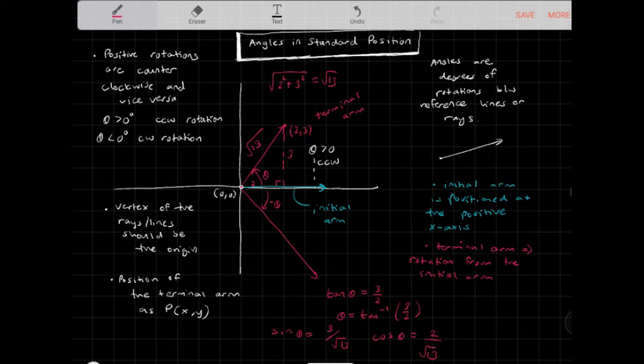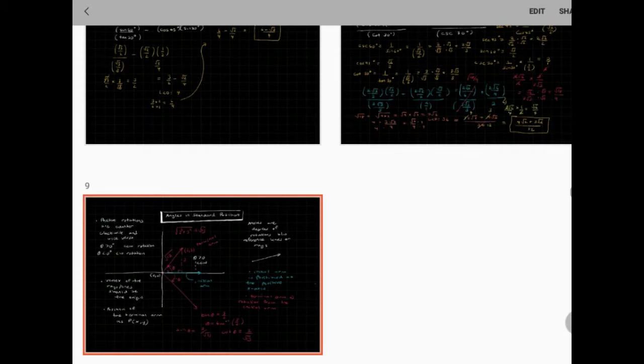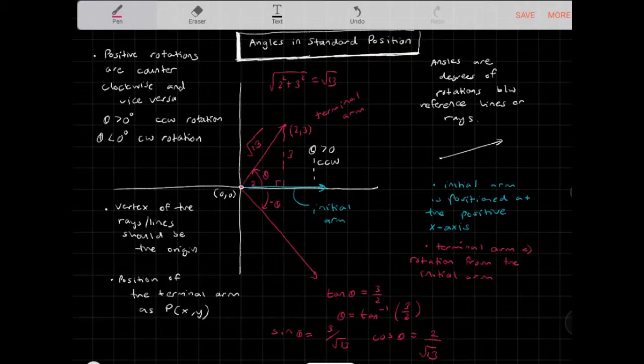So these are just some tenets that you want to remember here, right? The initial arm is basically a reference ray, and it's positioned at the positive x-axis. The terminal arm is a rotation away from the initial arm. The rotations can be positive if they're counterclockwise, negative if they're clockwise, and the vertex is positioned at the origin, and the terminal arm's position can be represented in terms of x and y. Okay, so this is an angle in standard form, so make sure you guys can understand that.